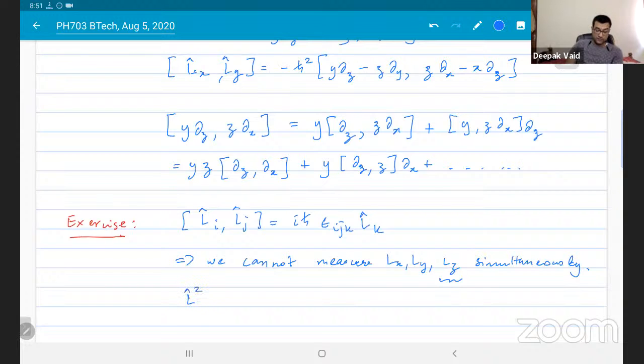So you can write down L square. Now what is L square? That is the total angular momentum squared: Lx square plus Ly square plus Lz square.